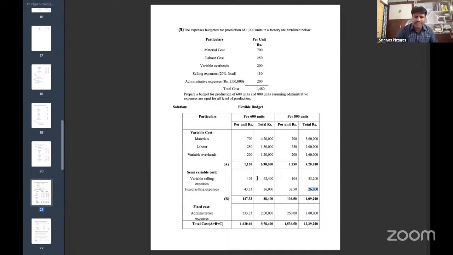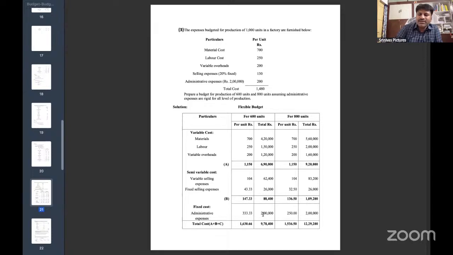And variable cost, generally 104 rupees per unit. This 104 into 600 is 62,400. And 104 into 800 units is 83,200. So it means what? This variable cost per unit is constant, but when the number of units increase or decrease, the total cost will be affected. So when you are preparing the budget, semi-variable cost is very important.